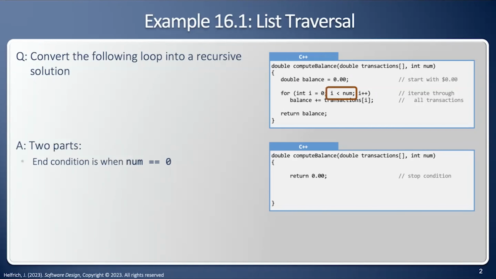Next, in an iterative solution, we say as long as i is less than num, we're going to keep looping. Well, we're going to do the same thing with my recursive solution. We're going to say as soon as num equals 0, then we're going to stop.